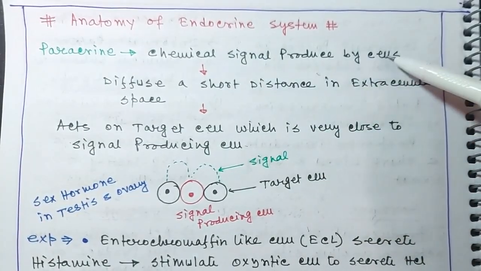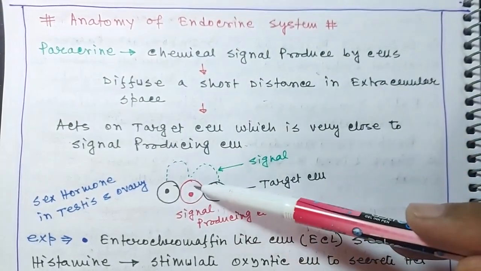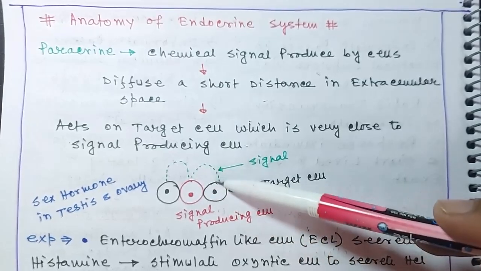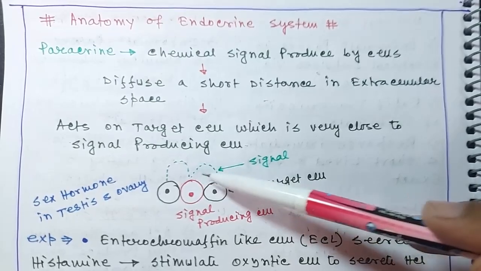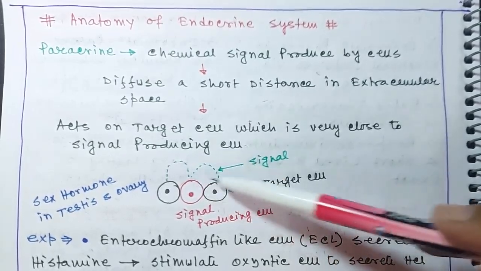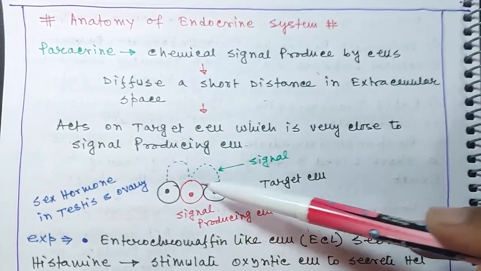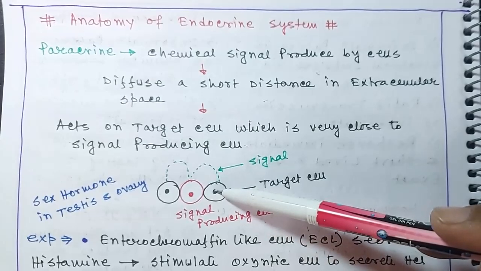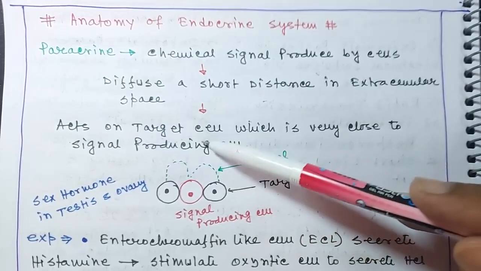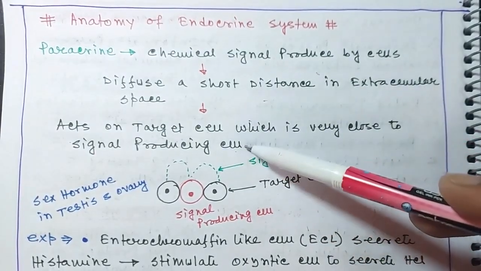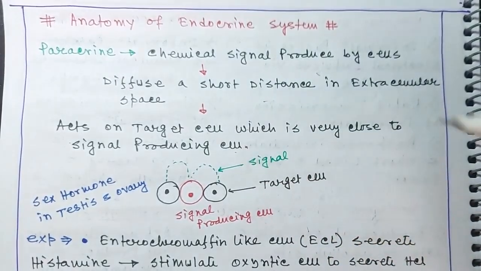The chemical signal produced by a cell diffuses a short distance in the extracellular space. Here you can see a particular type of cell, and this cell secretes a particular chemical, which is known as a chemical signal. This chemical signal diffuses a short distance. This is not long distance but short distance. Actually, the target cell is present just beside the signal producing cell. So this signal reaches the target cell via diffusion and acts on the target cell which is very close to the signal producing cell, and this type of response or secretion is called paracrine secretion.